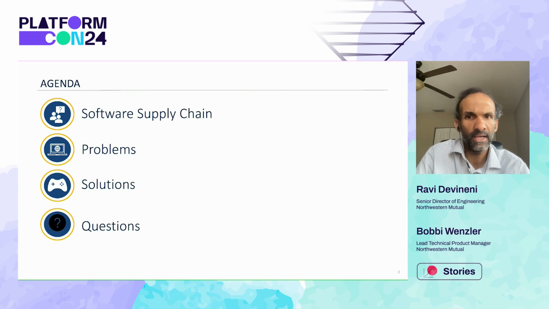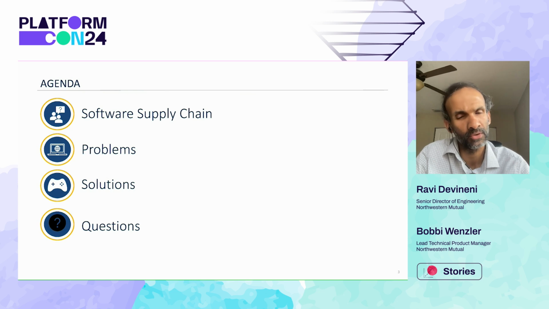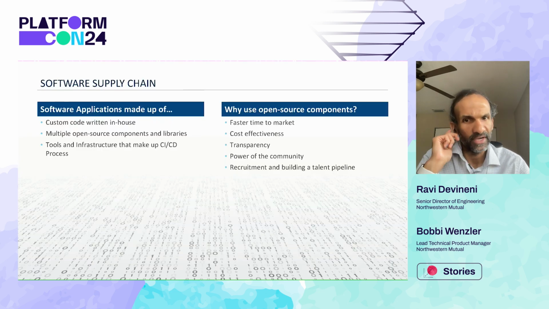The agenda for today, we're going to talk about what supply chain is and what security risks it can pose to an organization. And then Bobby will talk about some of the ways we have used to bring automation to address this problem. Software supply chain.